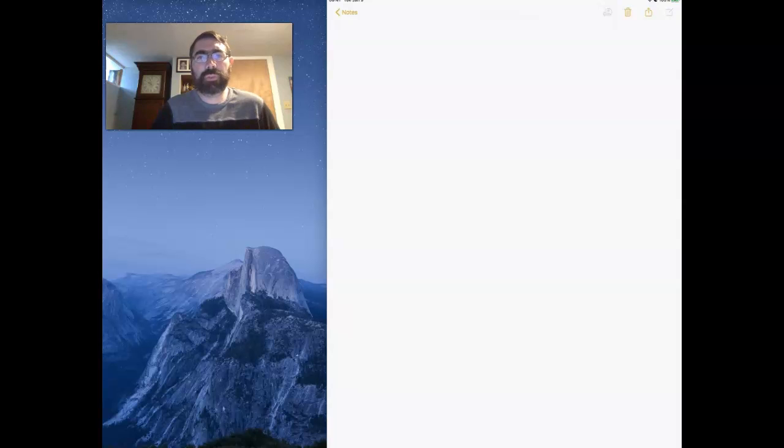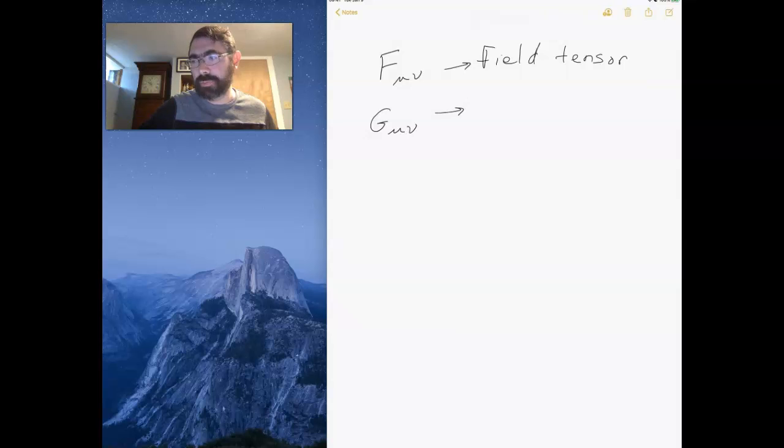In the previous lecture, we created what's called the field tensor. So we now have a field tensor F^μν, and we also have a dual tensor, which we call G^μν. Okay, and with those now, we can write down Maxwell's equations. So prepare yourselves.